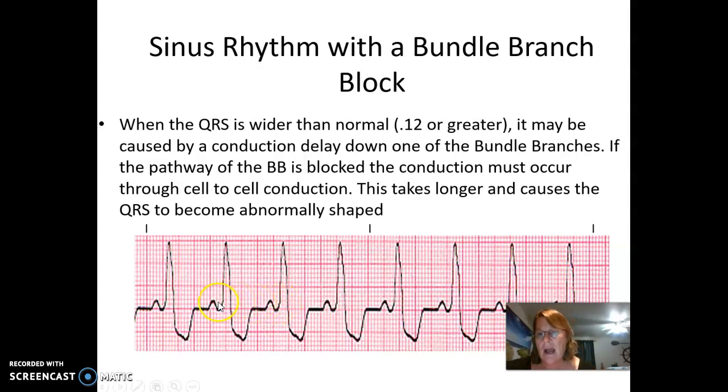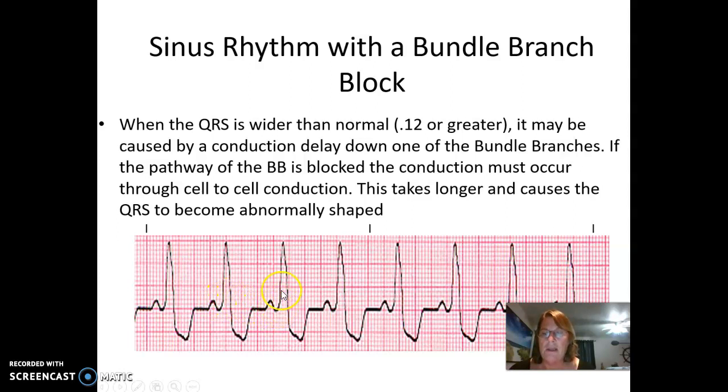So I start to look at my interval measurements from the beginning of my P wave to the beginning of my QRS. I notice here I have 1, 2, 3, looks like just a hair over 3 boxes. Let me see if I can see it better on this one. 1, 2, 3. So just right around 3 boxes. So that's 0.12. Now my QRS, it's really hard sometimes when you have a bundle branch block to determine where exactly do you measure that QRS.